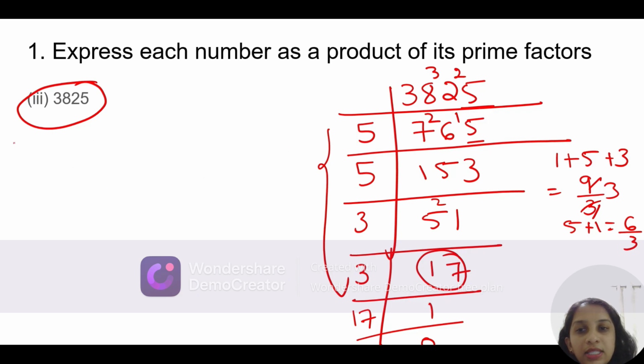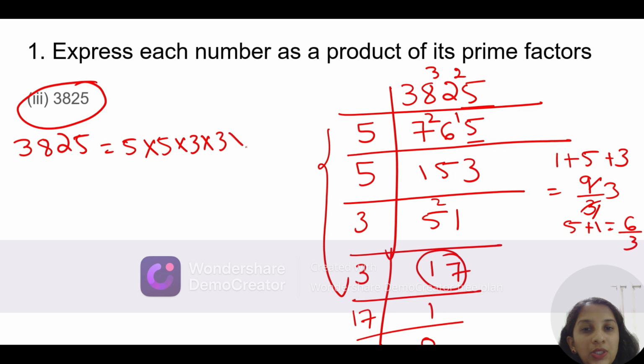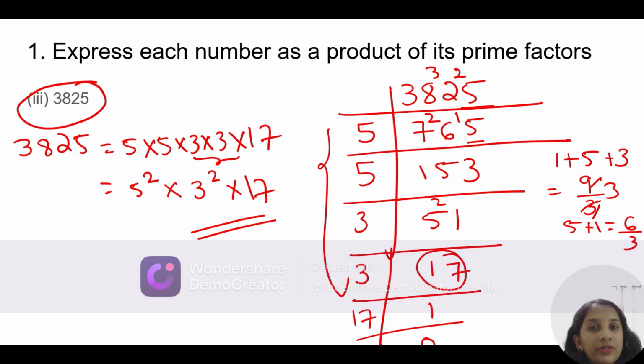3825. So now this can be expressed as 3825 is equal to 5 into 5 into 3 into 3 into 17, is equal to 5 square. 5 into 5 I am writing as 5 square, and then 3 into 3 I am writing as 3 square into 17. This is the final answer for the third one. Okay. Now, shall we move to the fourth one?